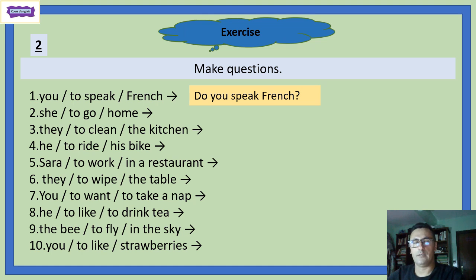Another exercise, un autre exercice. Make questions. Vous allez essayer de faire quoi? Les questions, c'est-à-dire la forme interrogative. For example, 1. You to speak French. On va dire, do you speak French?